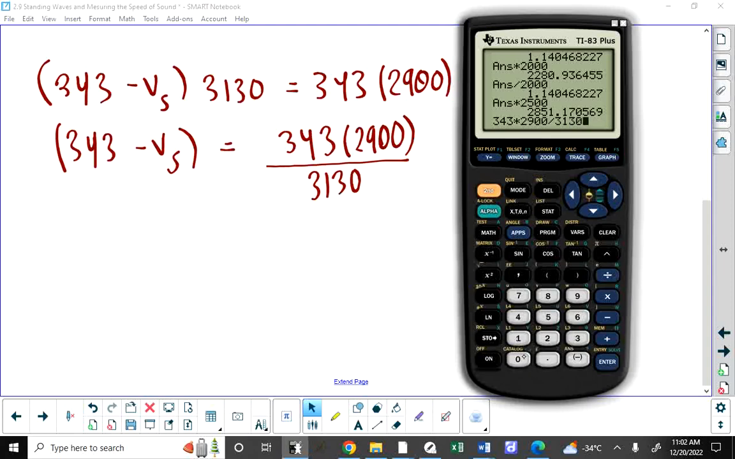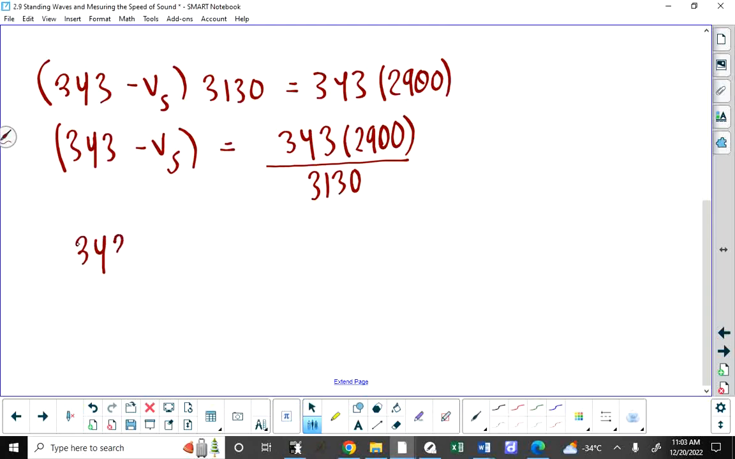I've messed up some numbers already today. Is it 3130? Okay. So now what I have is 343 minus x equals 317.85, whatever. So to find x, I can swing the x to this side where it becomes positive, and the answer is going to be 343 minus that 317 point whatever.